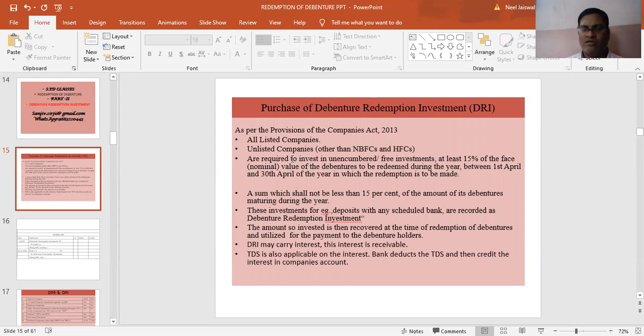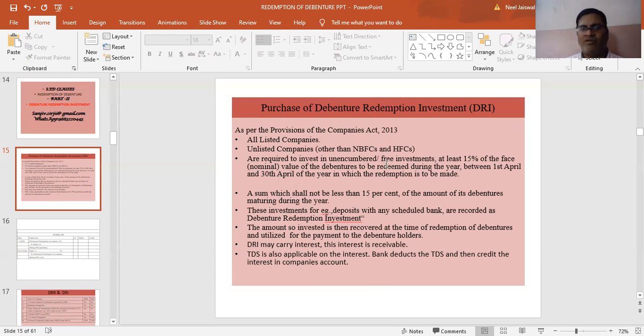Their business is not related with giving and taking loans or accepting deposits. Their business is not related with money. So those companies are required to create debenture redemption investment. That is all listed companies and unlisted companies, other than NBFCs and HFCs.